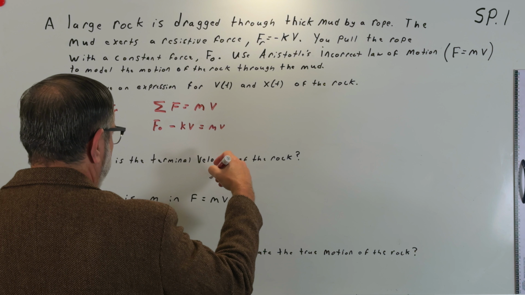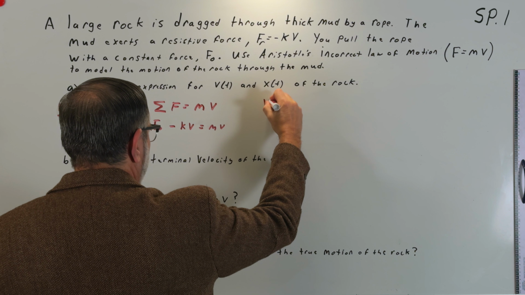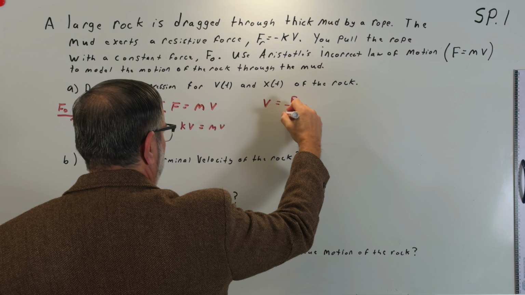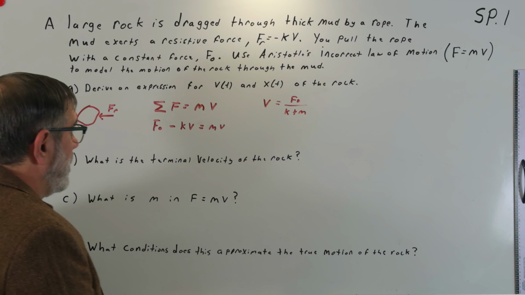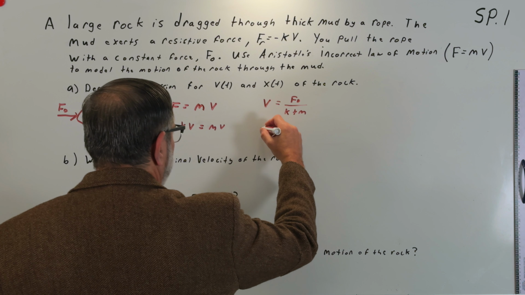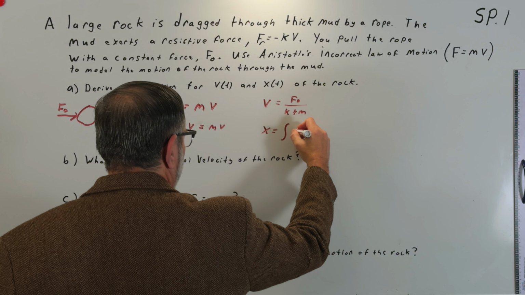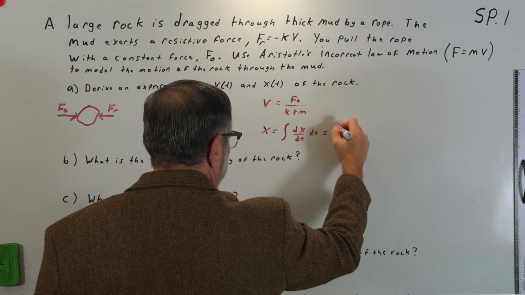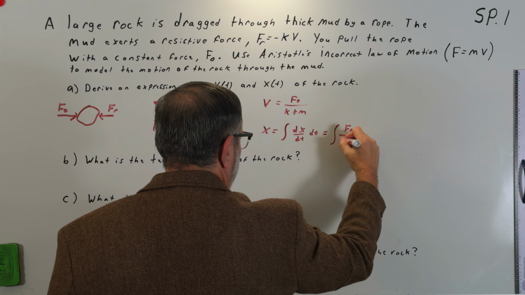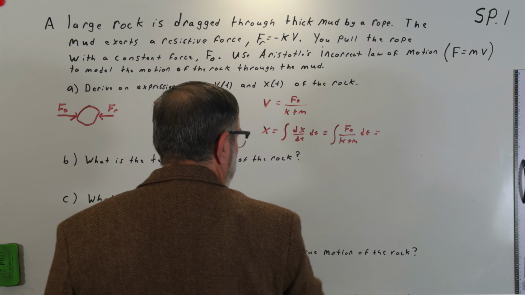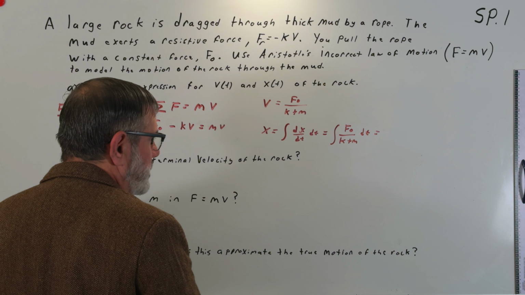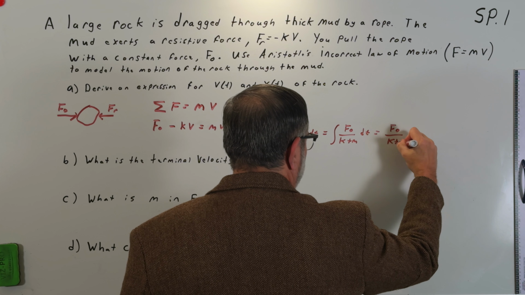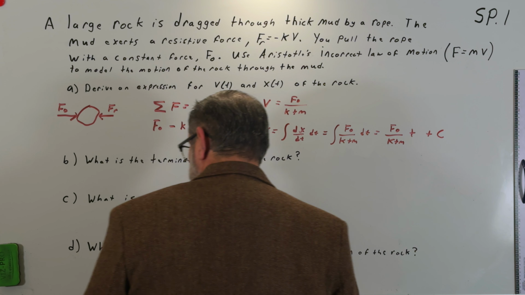Now it's just a simple algebraic problem. We can solve for v to get that v is equal to F naught divided by k plus m. And if we wanted an equation for x, it would just be the integral of dx dt. This would be equal to the integral of F naught over k plus m dt. Since there's no explicit time dependence in F naught, k, or m, this would just be equal to F naught over k plus m times t plus a constant, of course.